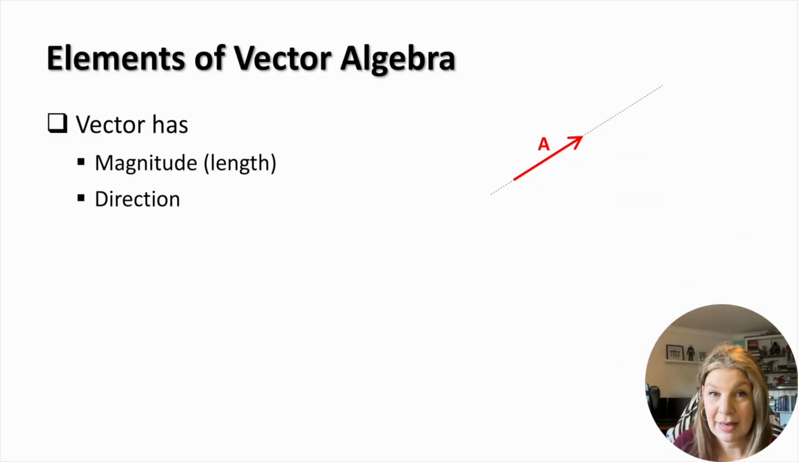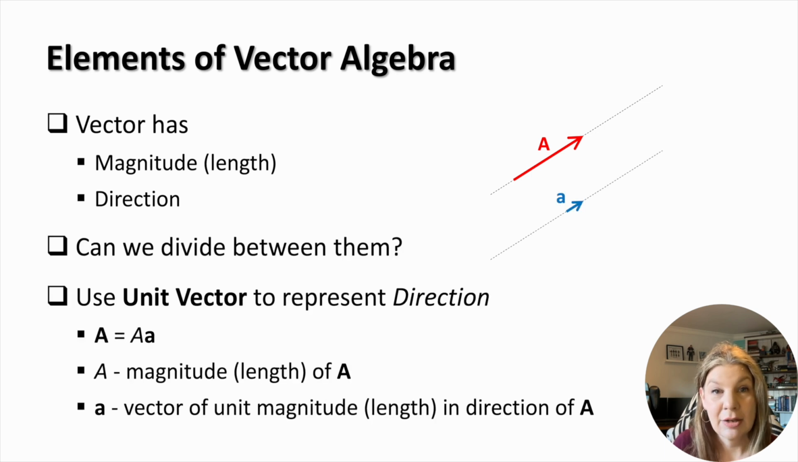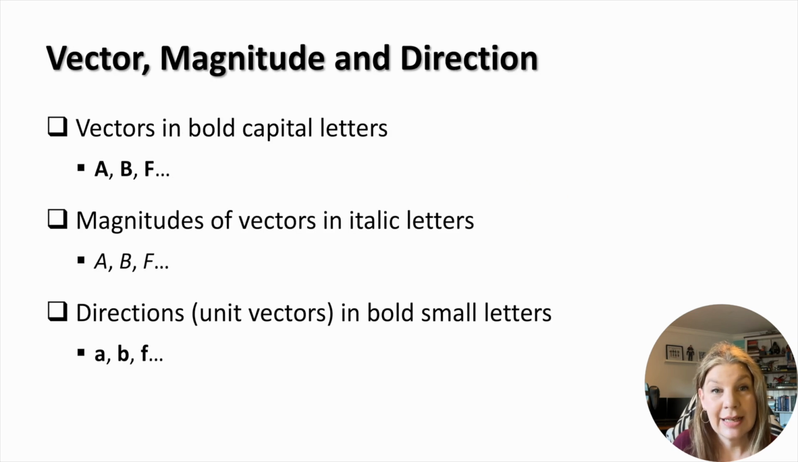A vector has magnitude and direction, as we said. These two features are independent. Let's consider how to divide between them. This can be done by introducing a vector of unit length in the direction of the original vector. As a result, any vector can be described by the magnitude and a unit vector giving the direction. Usually in literature, vectors are described by bold capital letters, magnitudes of vectors by italic letters, and directions, or unit vectors, by bold small letters. We'll use this notation in the lectures.